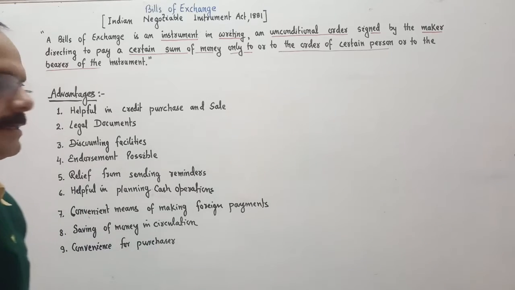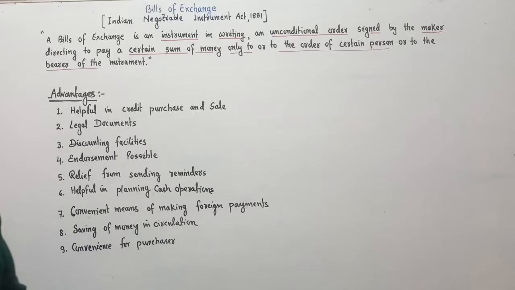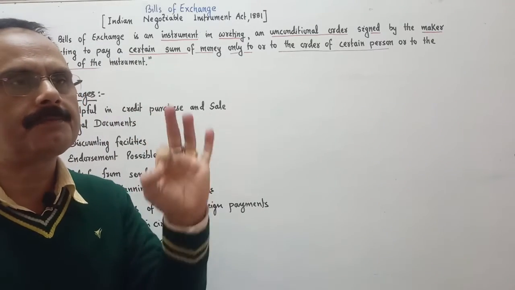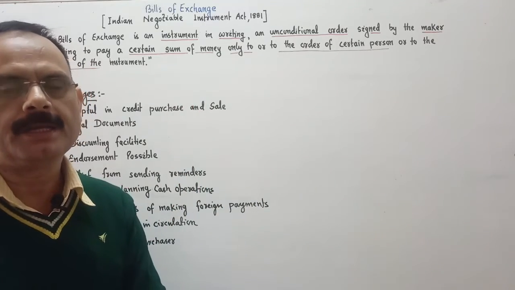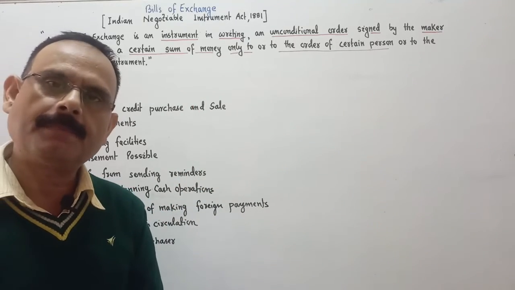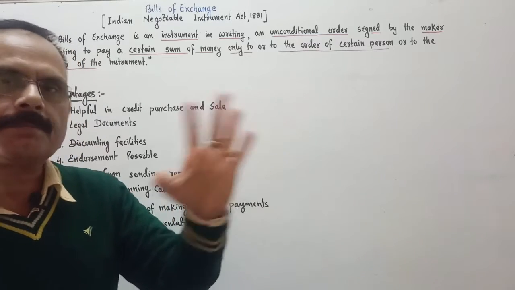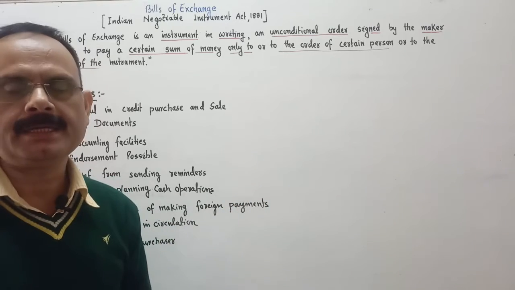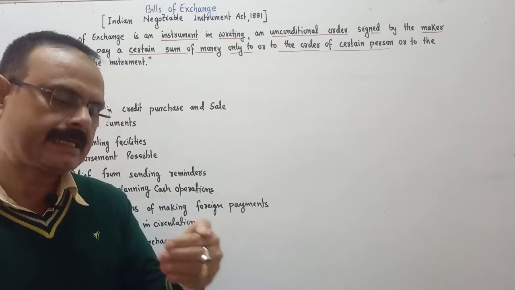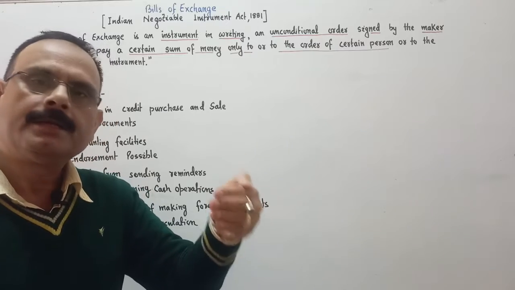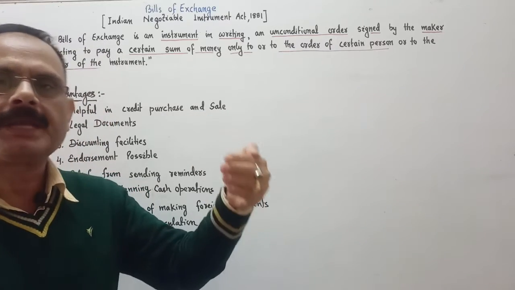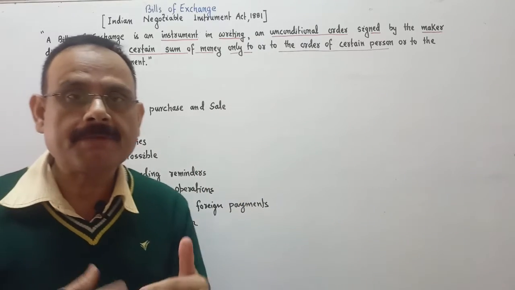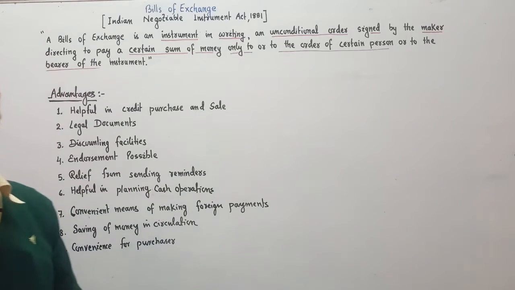Next is discounting facilities. The amount of the bill can be discounted by the drawer before the maturity of the bill from their bank, from the bankers. If the drawer, the seller, is in need of money before the date of maturity, then the seller has an option. The seller may discount this bill from his banker and get the amount. So the discounting facility is also there in bills of exchange.